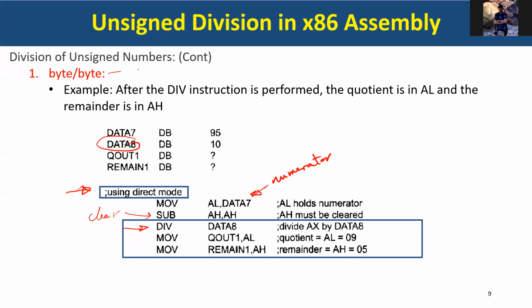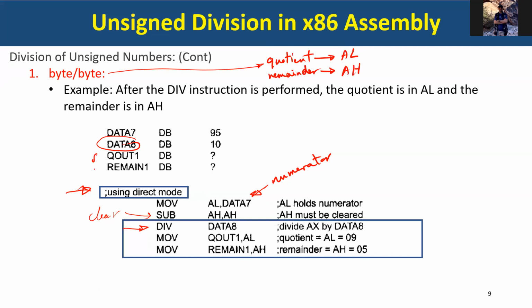So when you divide byte by byte, the quotient of the operation goes to AL, and the remainder will go to AH.